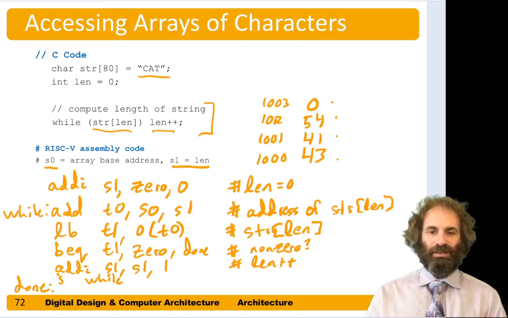So now we've seen accessing arrays in assembly language. If the elements are a single byte, we use load byte and we just add the base address and the offset. If the elements were word size, we need to multiply the offset by 4 to go from words to bytes, add that to the base address, and use load word.